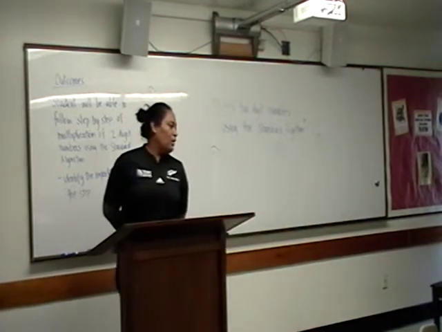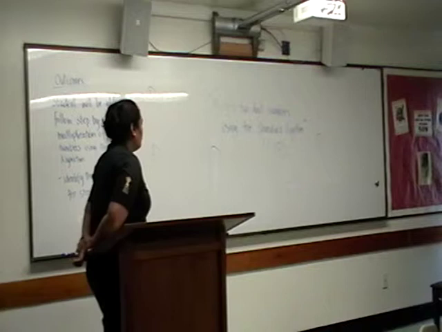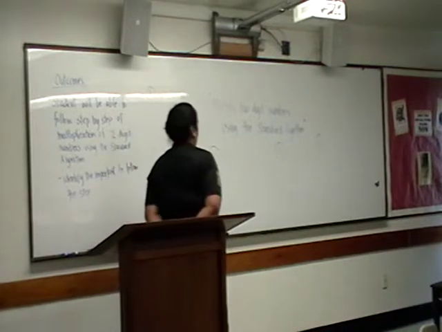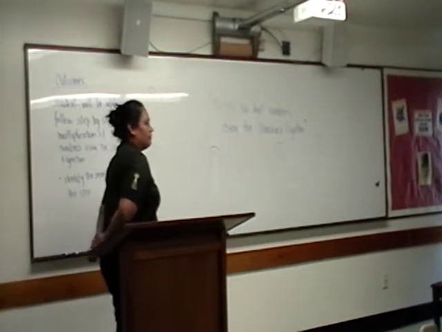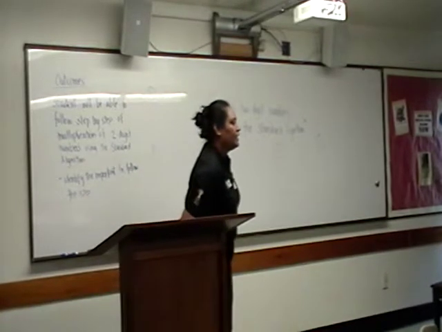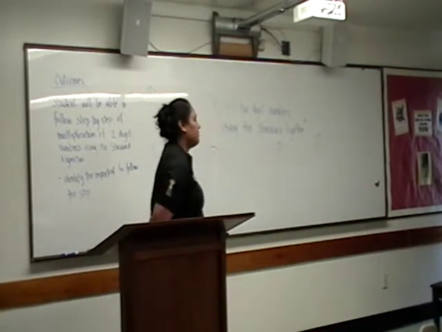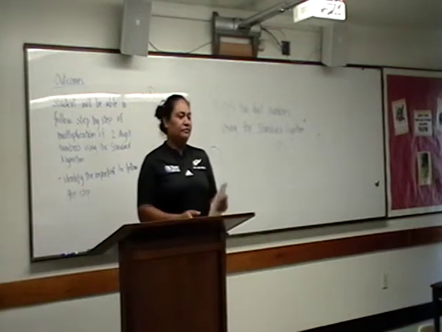Daniel will be number 1, Ulu will be number 2, Catherine will be number 3, Gina will be number 4, and then Jasmine will be number 5. Okay?